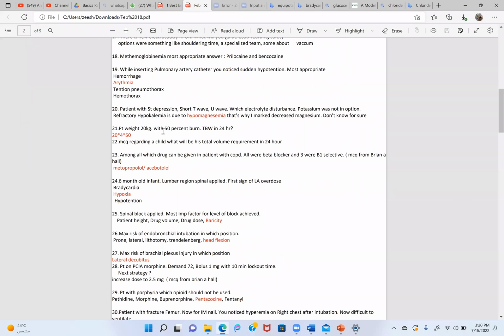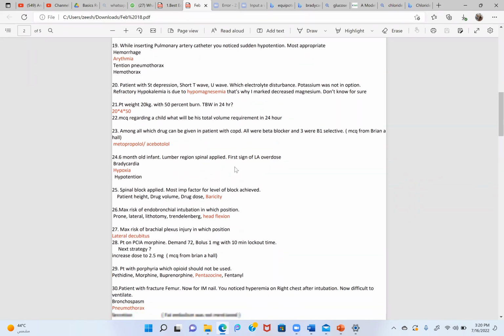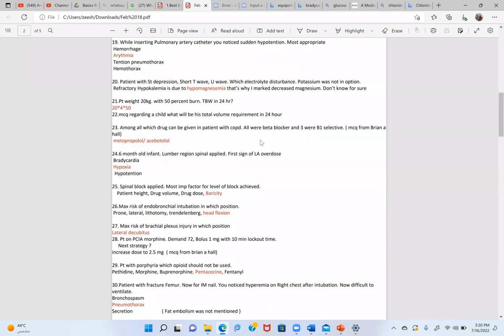A 20 kg child with 50% burn. Total body water in 24 hours. Yes, this is the Parkland formula: 20 into 4 into 50. Okay, an MCQ regarding a child, what will be his total volume requirement in 24 hours? How will you calculate it? 4 to 1. Okay. They will give some weight.